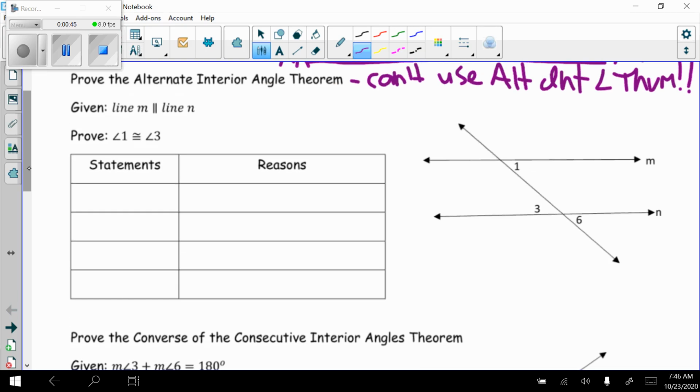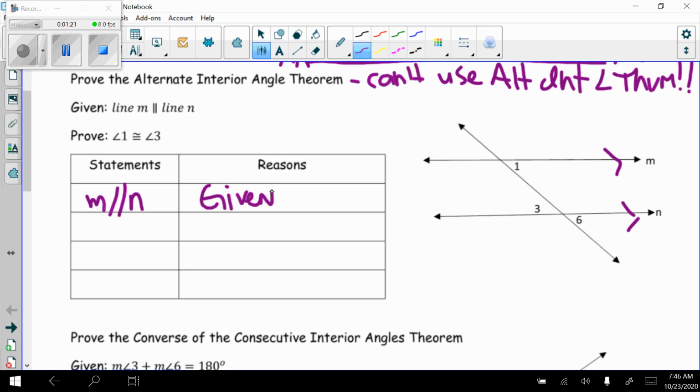So, statements and reasons. Given: line M is parallel to line N. They tell me that these two lines are parallel. They want me to prove angle 1 is congruent to angle 3. So given M parallel to N, given. I can use any of my other theorems I know. I can use alternate exterior, corresponding, consecutive interior, and vertical angles. I can use any of that except the alternate interior angle theorem on this proof, because that's what we're proving.